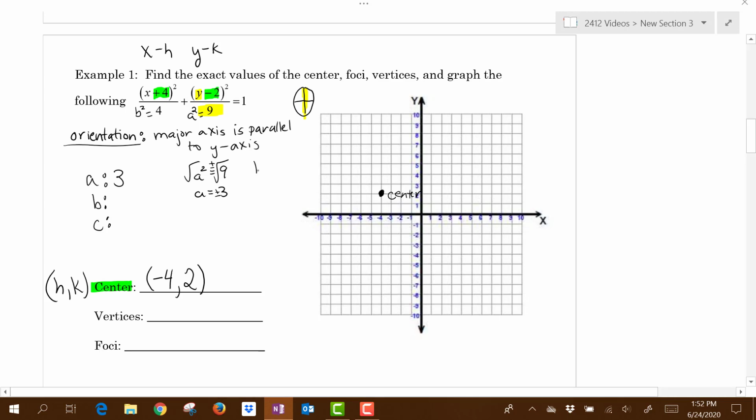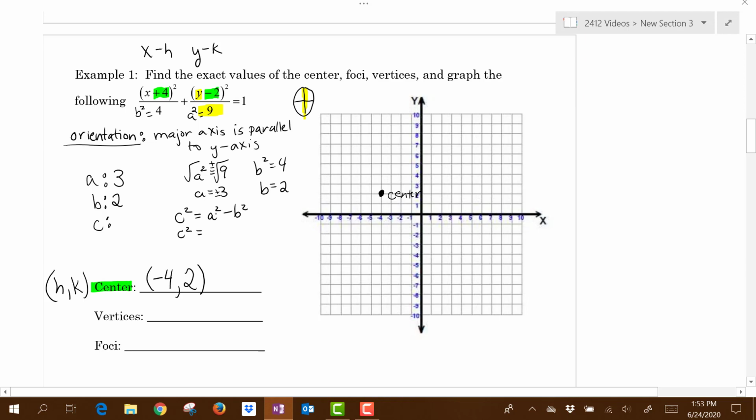Alright, b squared is +4. So what does b have to be to make that statement true? B has to be +2. Alright, and if I want to know c, we have that formula. c squared equals a squared minus b squared.